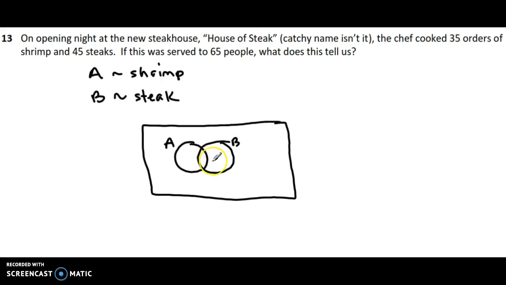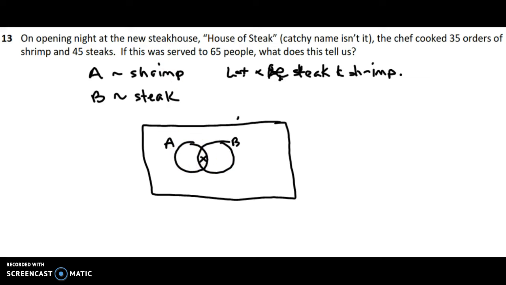Now, there must be some overlap. We don't know what this number is. So I'm going to let X represent the people who ate steak and shrimp. My pen is slowly dying, so I'm going to try my best to struggle through. So the X would go right in here.